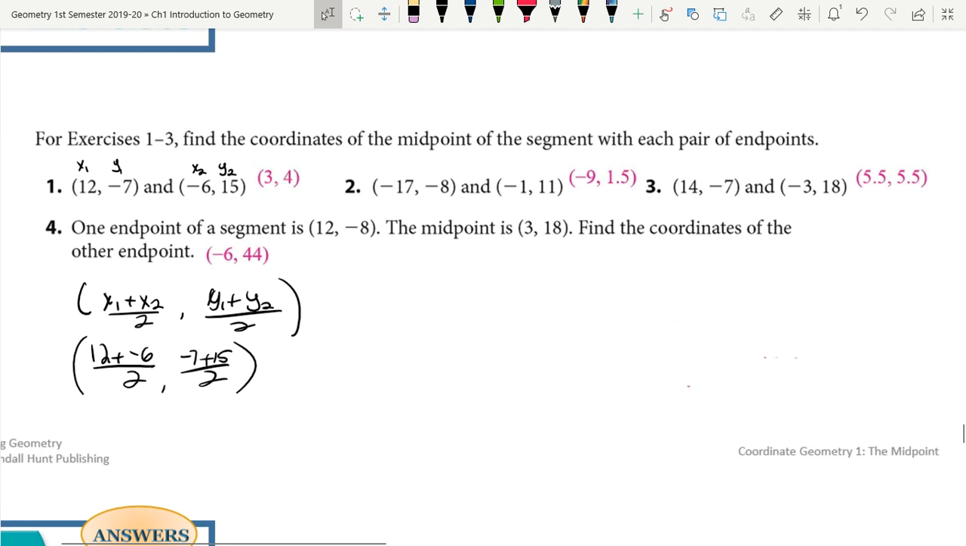12 plus -6 is 6, divided by 2 would give us 3. And -7 plus 15 is 8, divided by 2 would give 4. So (3, 4) is the midpoint for number 1.